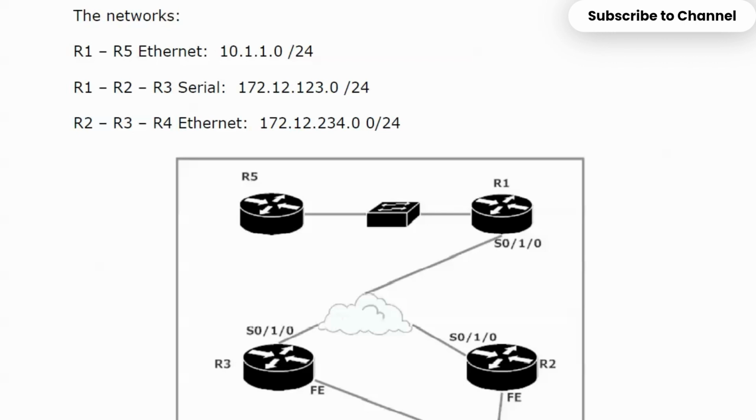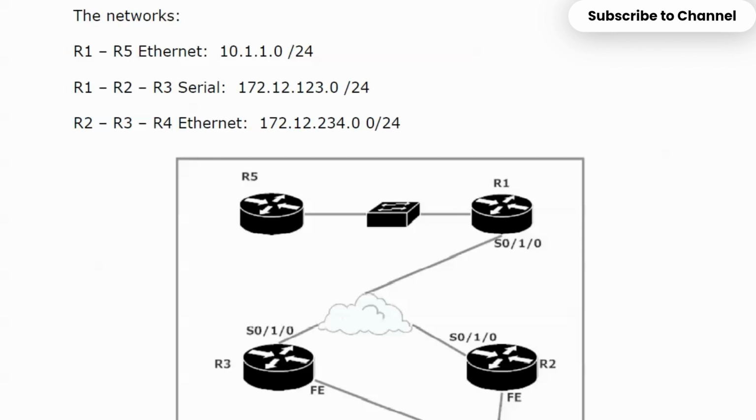Routers 1 and 5 share an Ethernet segment 10.1.10.0/24. Routers 1, 2, and 3, the serial connection that we are so used to at this point, 172.12.123.0/24. And then finally, routers 2, 3, and 4 also share an Ethernet segment 172.12.234.0/24. I see we have an extra 0 in there. I'll get rid of that.